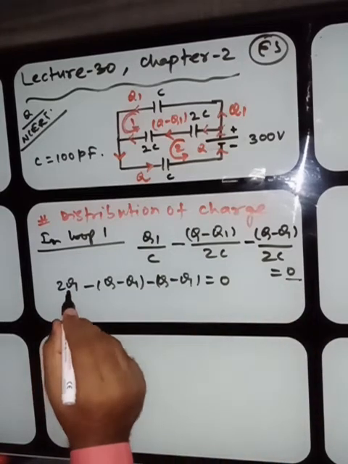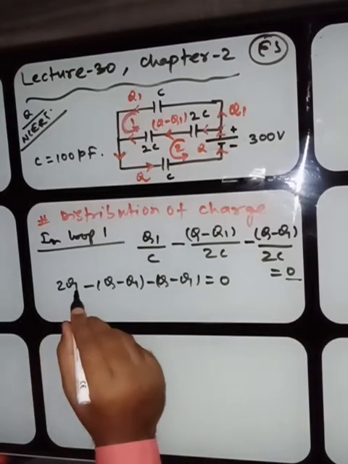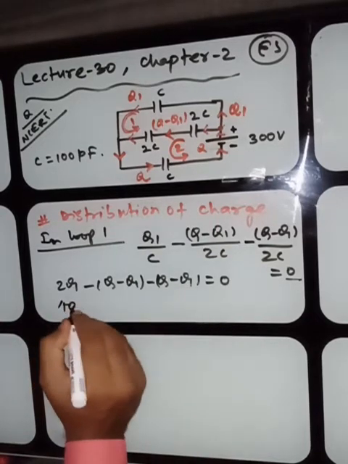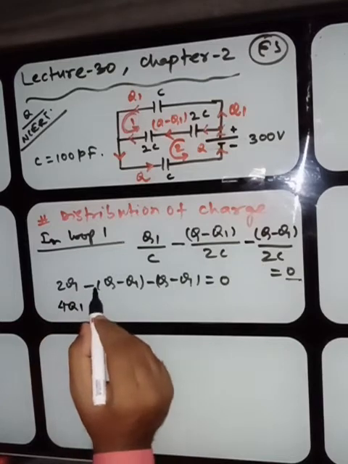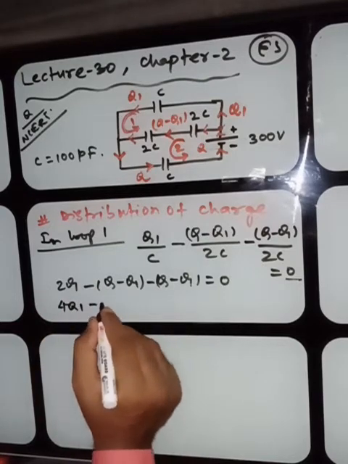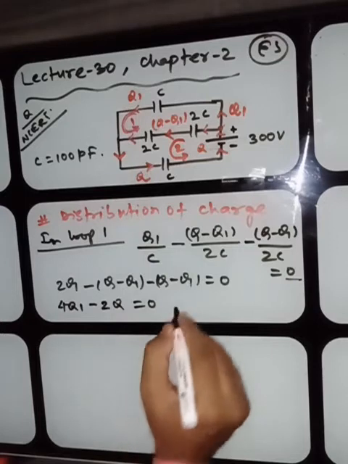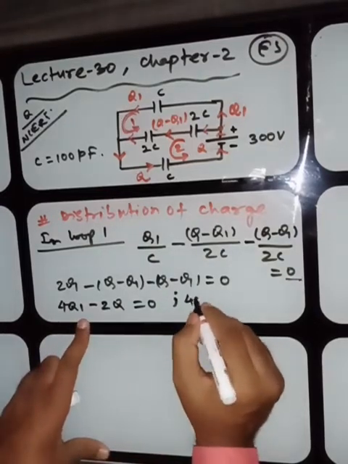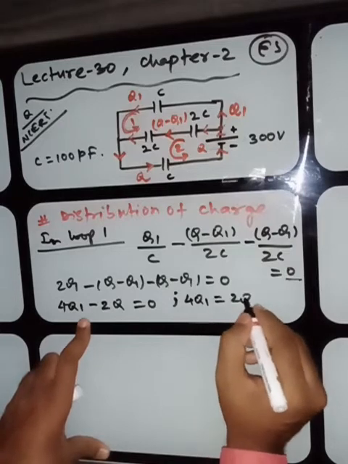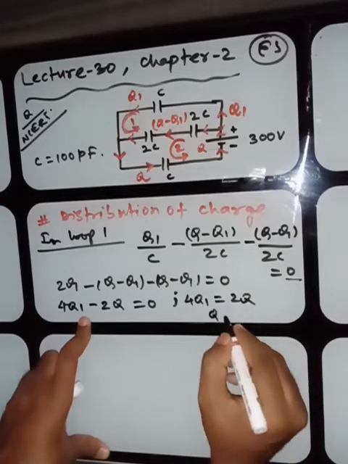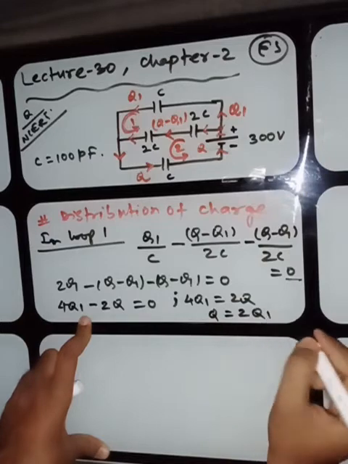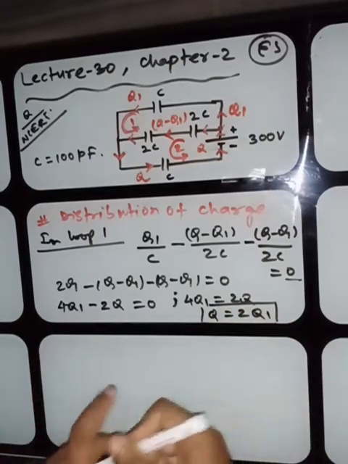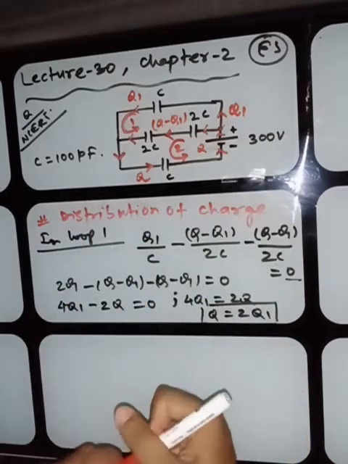So the 2Q1, Q1 and Q1, how much? 2, 3, 4, so 4Q1, minus Q and minus Q. So minus 2Q equals 0. You can simplify this as 4Q1 equals 2Q. It means Q equals 2Q1. That is one relation. The next relation you will find from the second loop.